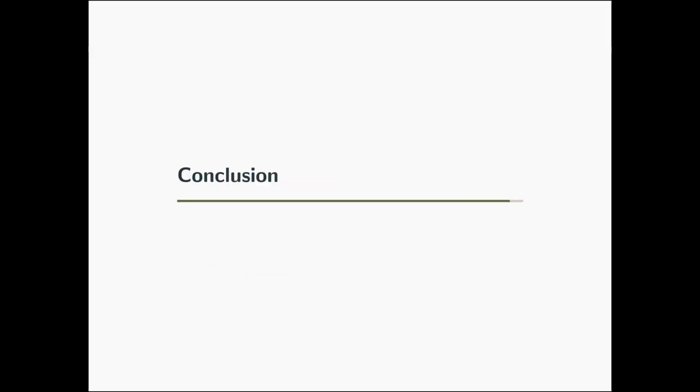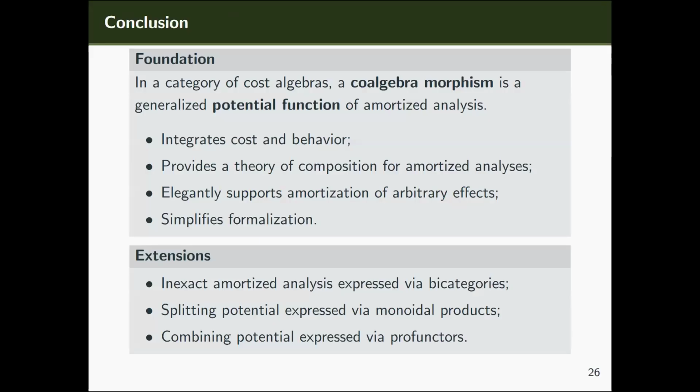All right. Well, to conclude, in the category of cost algebras, a coalgebra morphism is exactly a generalized potential function that comes from amortized analysis, but it has the added benefit that it's integrating cost and behavior. So you can talk precisely about the costs that depend on behavior. It also provides a theory of composition for amortized analyses, which is a small improvement on what's traditionally viewed in amortized analysis. It also elegantly supports amortization of arbitrary effects.